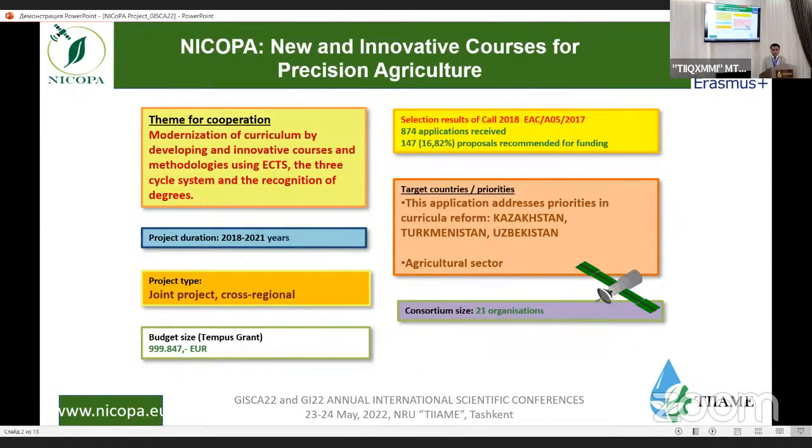So this project is cross-regional. Why? Because participating in this project are not only European partner universities, for example, the Agricultural University of Plovdiv, Czech University of Life Sciences, Berlin Technical University, and one organization which is Excellence, which focuses on satellites and geodesy, precision agriculture, and so on. And also three universities from Kazakhstan, three universities from Turkmenistan, and three universities from Uzbekistan are participating, and the application field is the agricultural sector. So in total, 21 organizations are participating in this project, and the budget is about 1 million euro. Next slide, please.